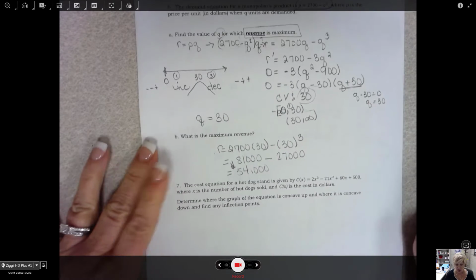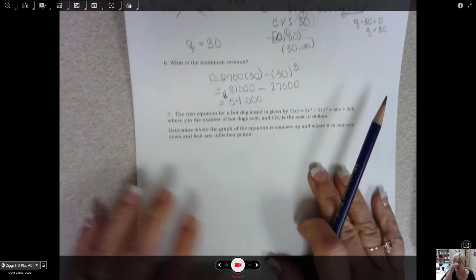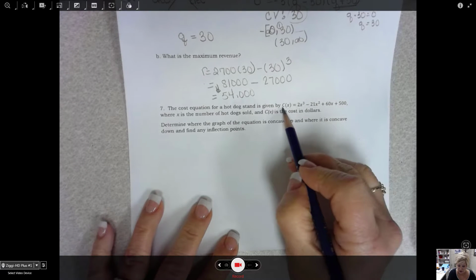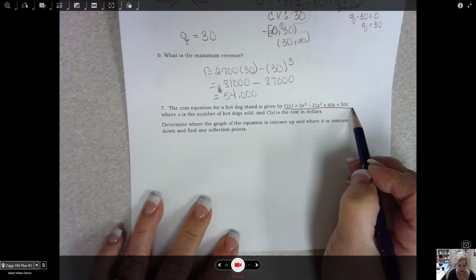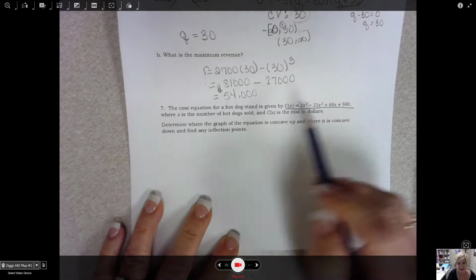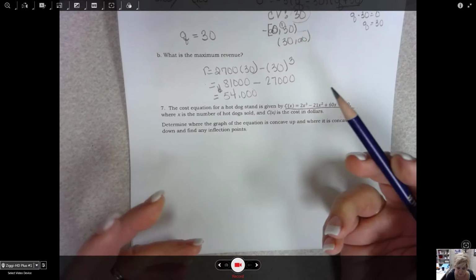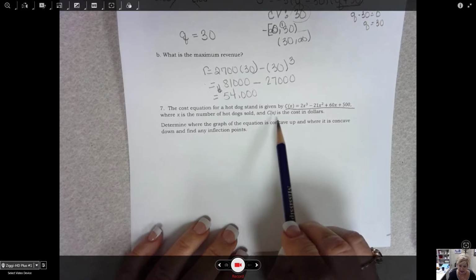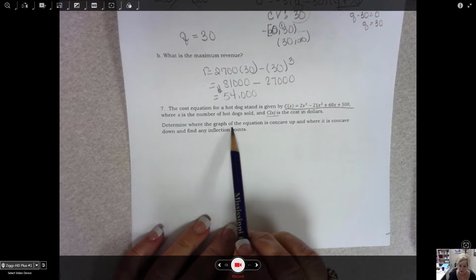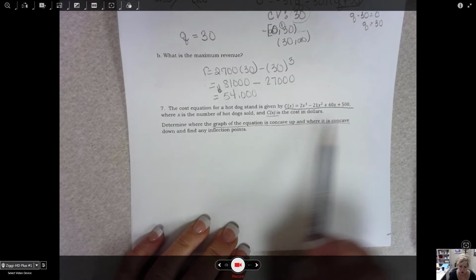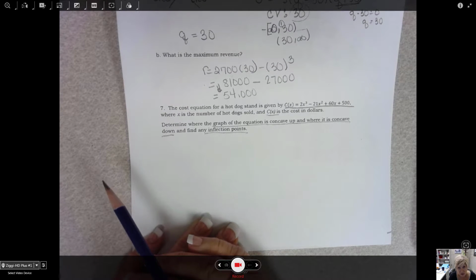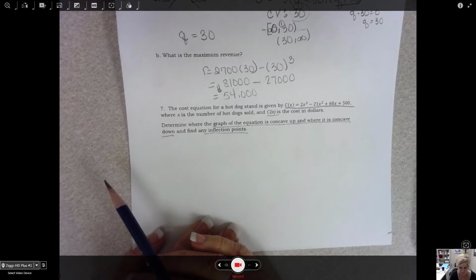Let's move to our last question, which is the hot dog stand. Our cost function is given where X is the number of hot dogs sold. So X is actually Q, quantity, and C of X is my cost. Determine where my graph is concave up, where it's concave down, and the inflection points. Second derivative tells us about concavity.